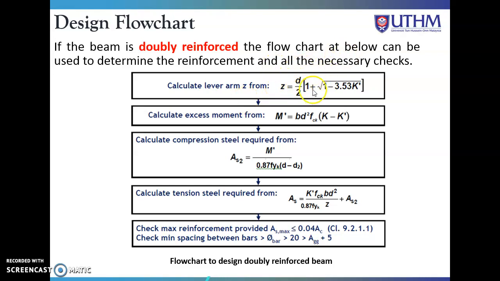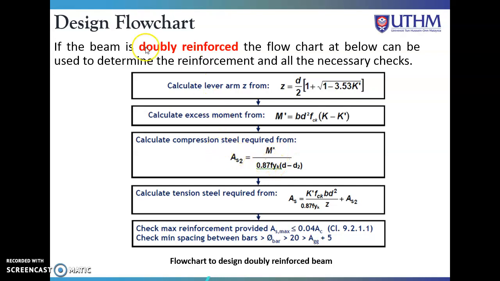Okay, and for the doubly reinforced, K kita lebih besar daripada K prime. So, we need to calculate the Z. Okay, since in this case K lebih besar daripada K prime, so dia akan jadi doubly reinforced. Bila jadi doubly reinforced, dia akan ada dua types of steel. The first one is the compression steel. The second one is the tension steel. Okay, so additional daripada yang sebelum ni, kita akan ada M prime, which is the excess moment. Okay, so we can calculate the compression steel by using the M prime.